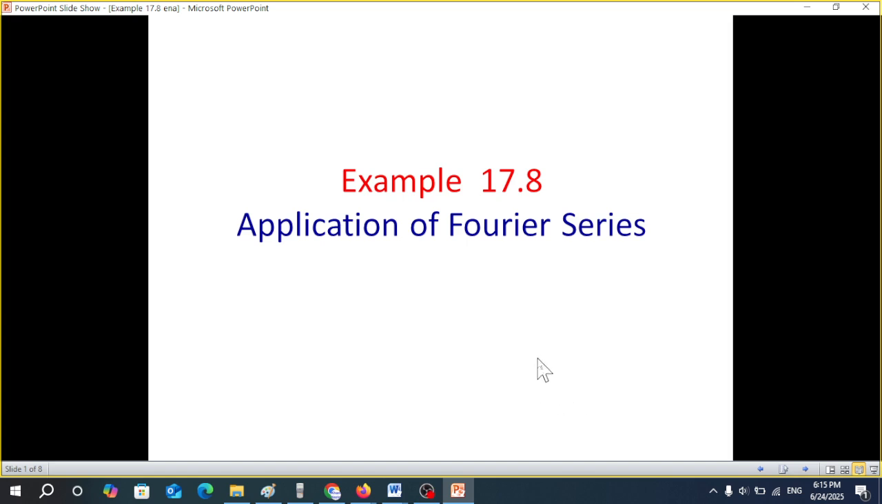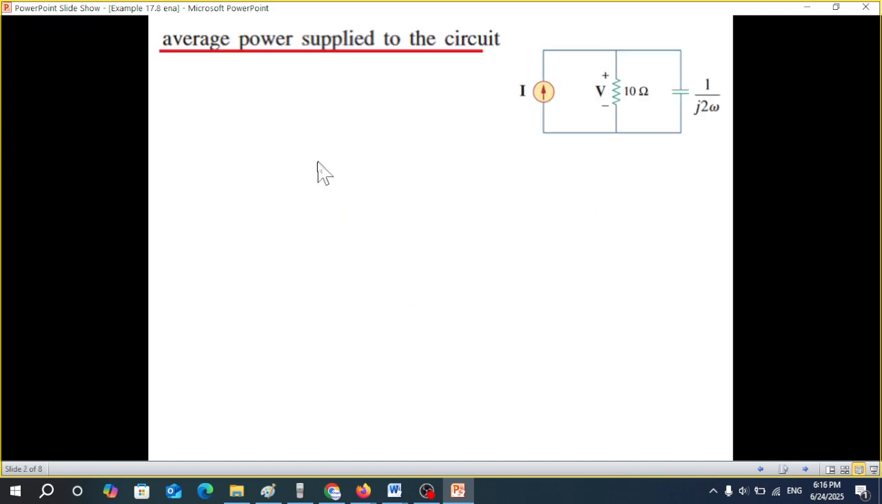Bismillahirrahmanirrahim. In this video, we'll be discussing example 17.8 from the application of Fourier series, book by Alexander and Sadiku. This is on the request of a student from Bangladesh. So let's see. Now the question says that we have to find the average power supplied to the circuit. So the power is being supplied by this source.